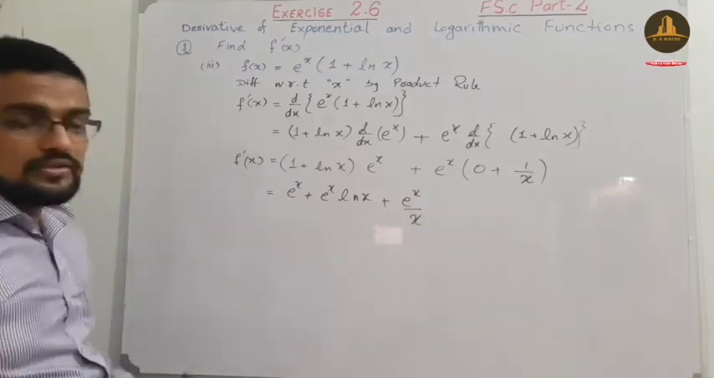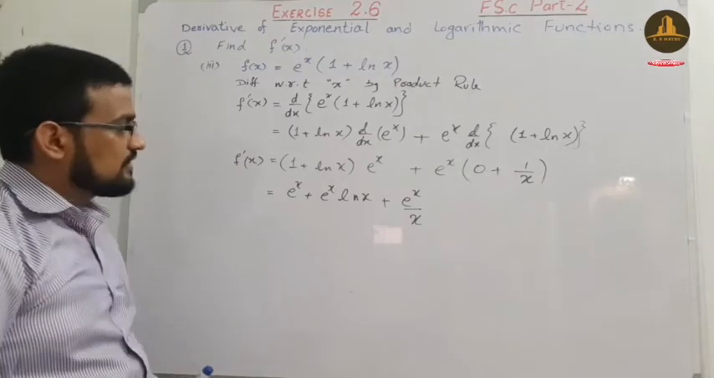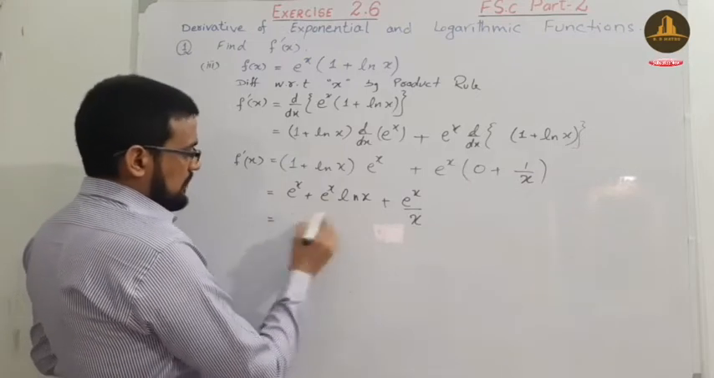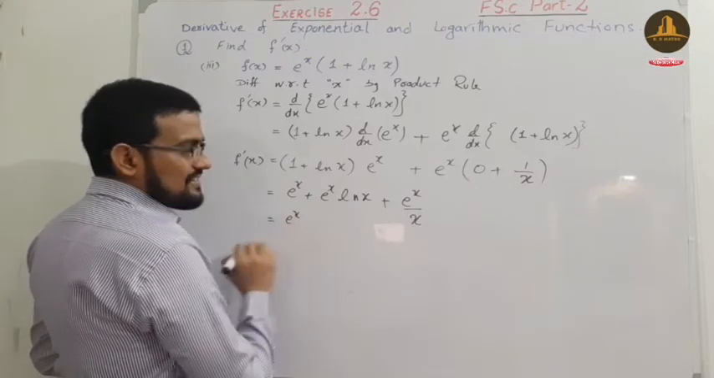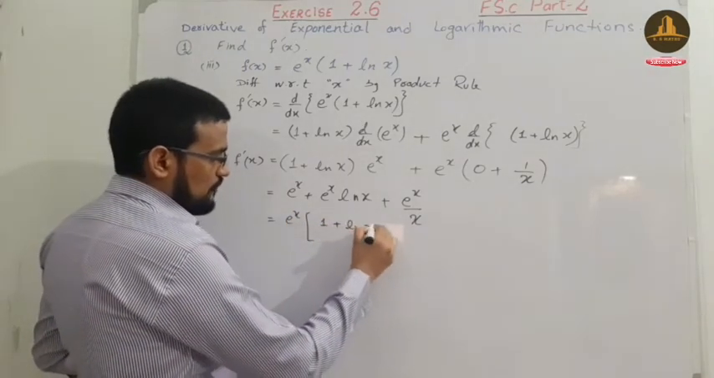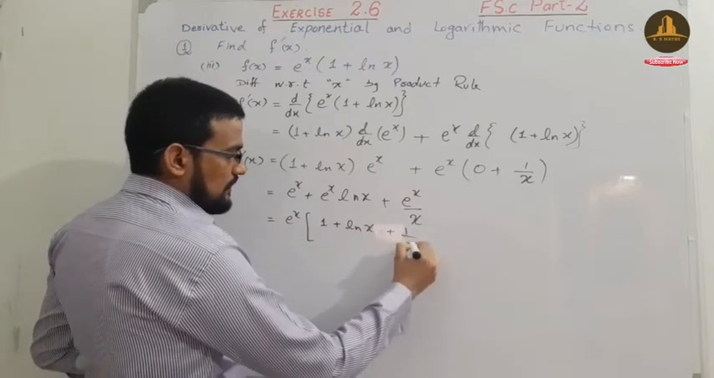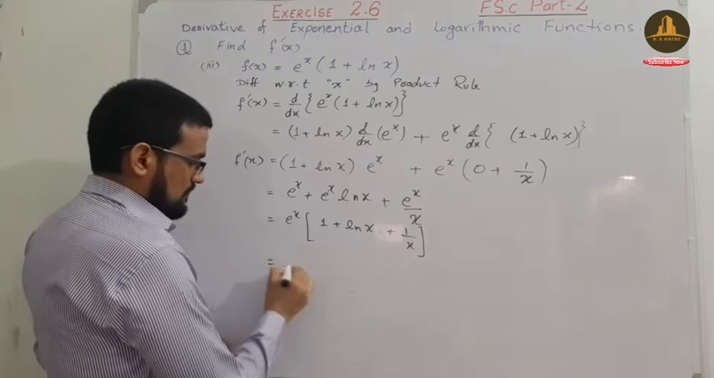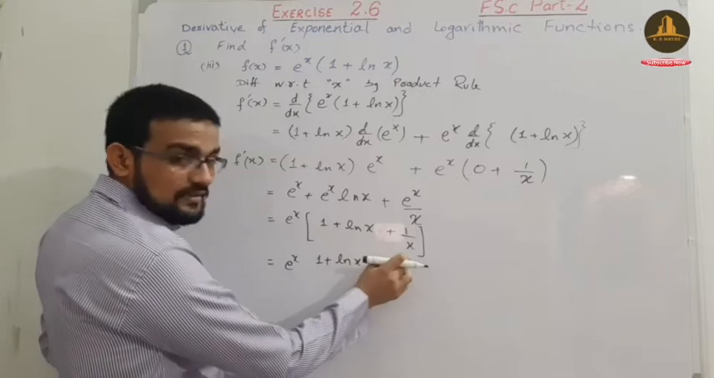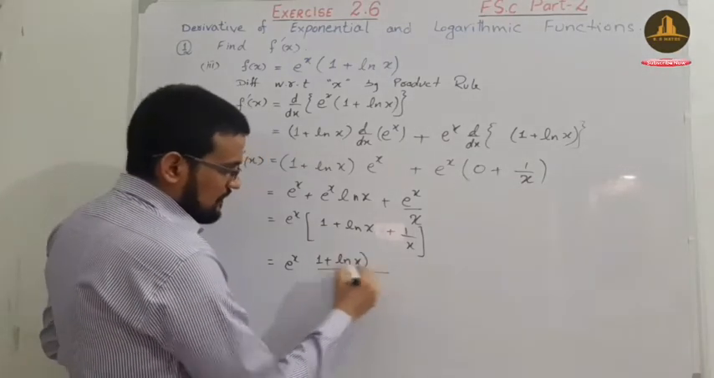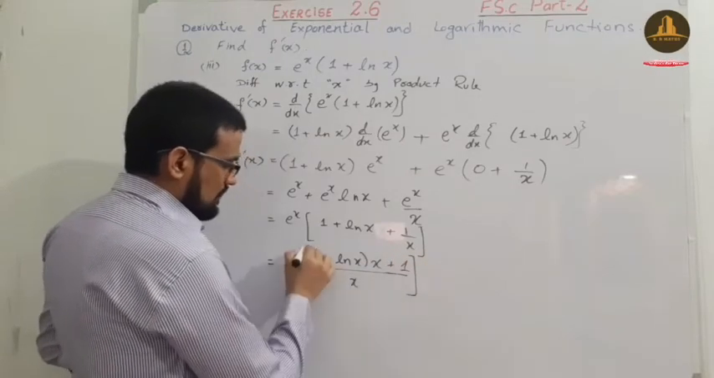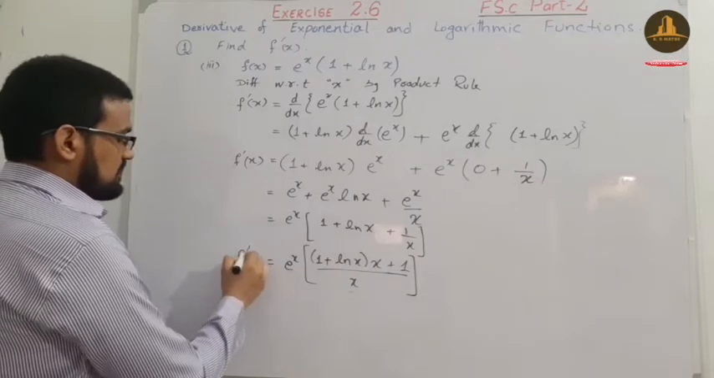you can take common, and then final result: e raised to power x, take common, 1 plus ln of x plus 1 over x. 1 plus ln of x, x is the LCM, so it multiplies with this and plus 1. This is the simplified form.